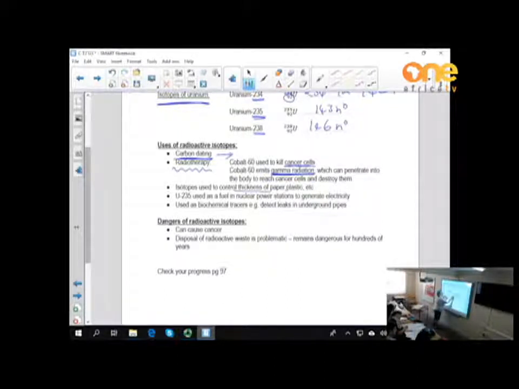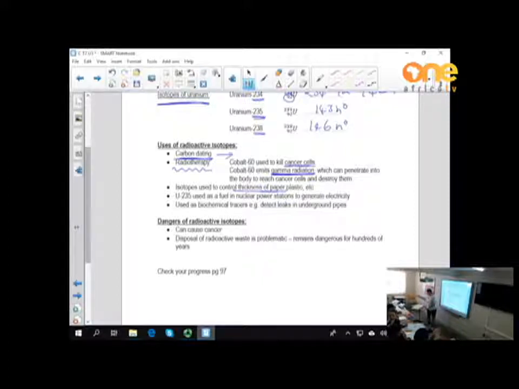Isotopes are used to control the thickness of papers. When paper is made, we have huge rollers that roll it out to a certain thickness. When you buy paper, if you go to Walton's and you say you want to buy paper, you can buy from thin photostat paper to thicker qualities of paper. Do you understand what I'm talking about? Yes. Now, in the factory where they manufacture it, there must be a mechanism to measure and determine how thick the paper is.